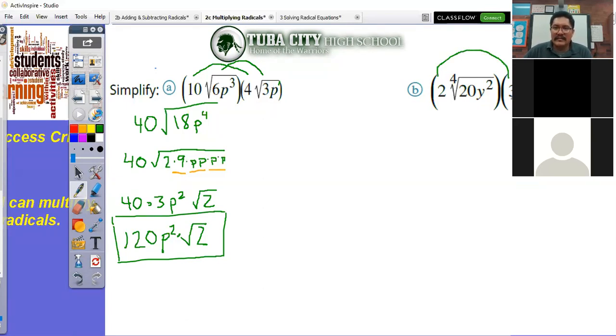All right, so let's do this one. This one has a 4th root index. So 2 times 3, multiply that out, you get 6.